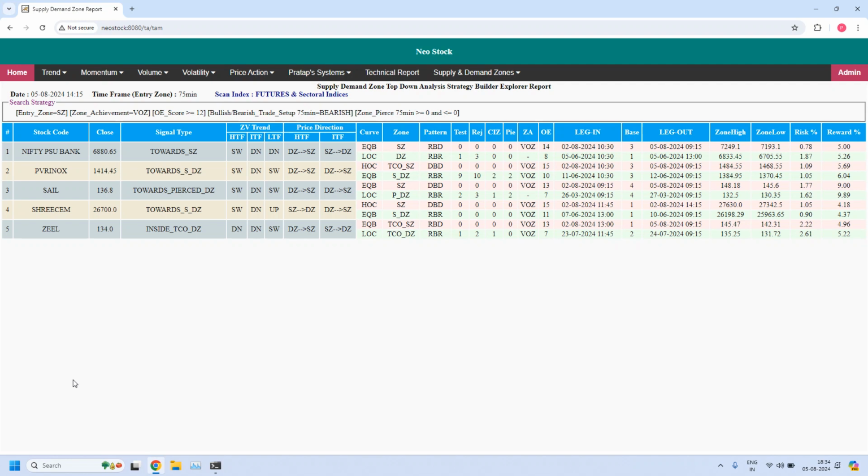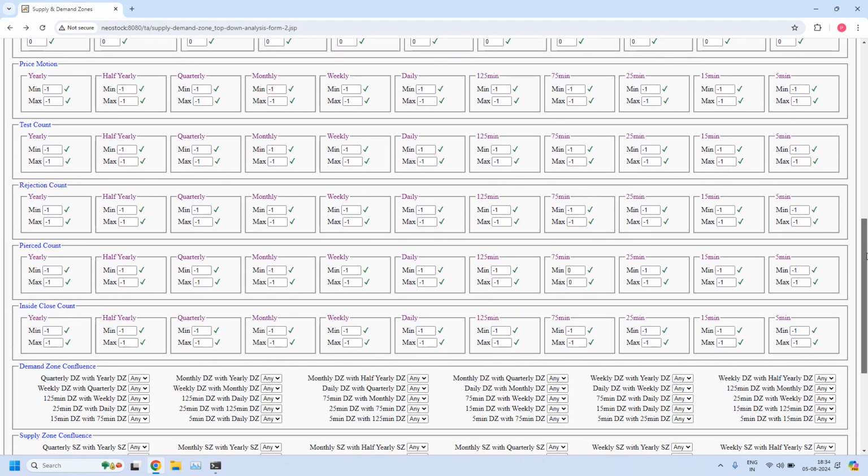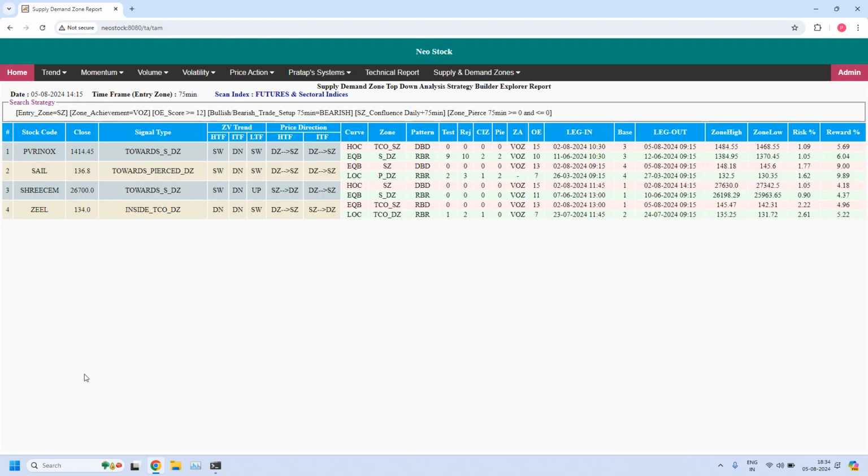Now let us check how many of these stocks are having confluence with the ITF time frame. ITF is daily. So 75 minutes supply zone with the daily supply zone confluence I am enabling. This is ITF supply zone. Let me generate. Now all the 4 stocks are having confluence with ITF time frame. So daily and 75 they are having confluence.